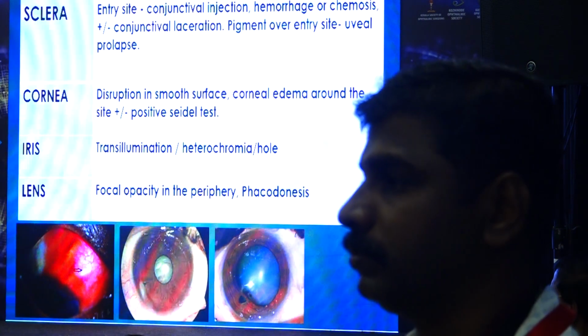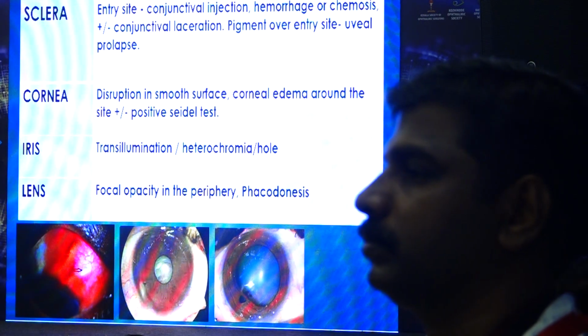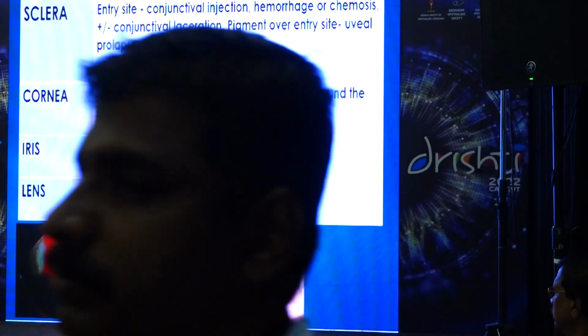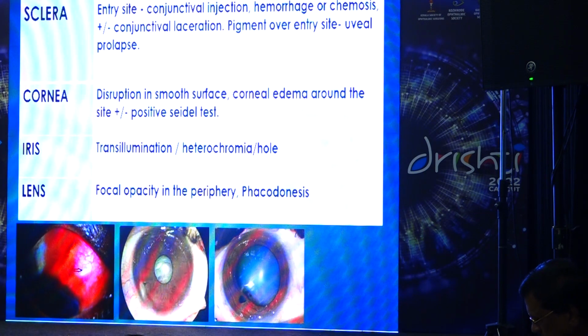In the sclera, the entry site will typically be masked by conjunctival injection, hemorrhage or chemosis, with or without a conjunctival laceration. There can be pigment over the entry site which indicates uveal prolapse. In the cornea, the entry site will show disruption of the smooth, transparent surface with corneal edema around the site. There may or may not be a positive Seidel test. In the iris, we can see transillumination, heterochromia, or a hole at the site of foreign body entry. In the lens, we can see focal opacity at the lodgement, or subluxation or phacodonesis.